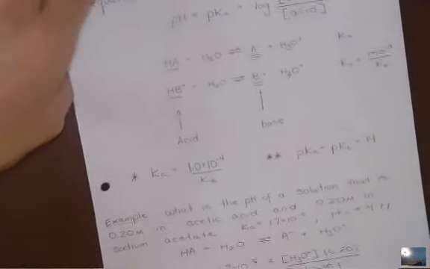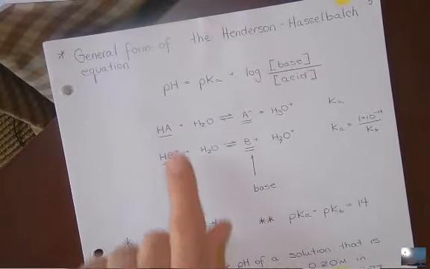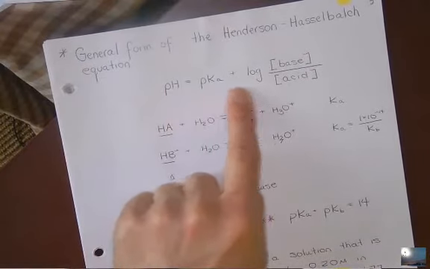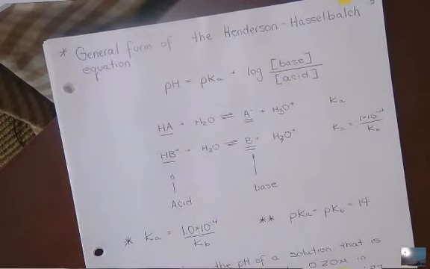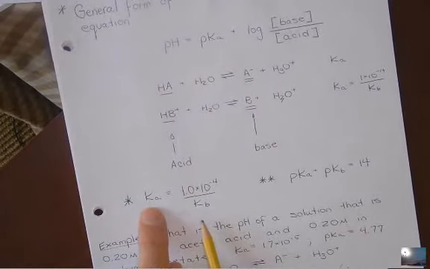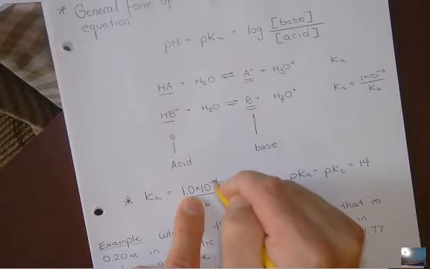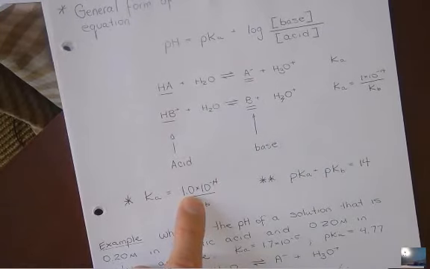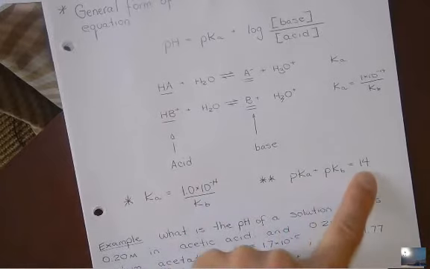Okay, so next page, this is called the general form of the Henderson-Hasselbalch equation. pH is equal to pKa plus the log of the base over the acid. You know this, right? Ka times Kb is always equal to 10 to the minus 14th. Okay, a little hard to see, let me sharpen up. And the log version of that is pKa plus pKb is always equal to 14.